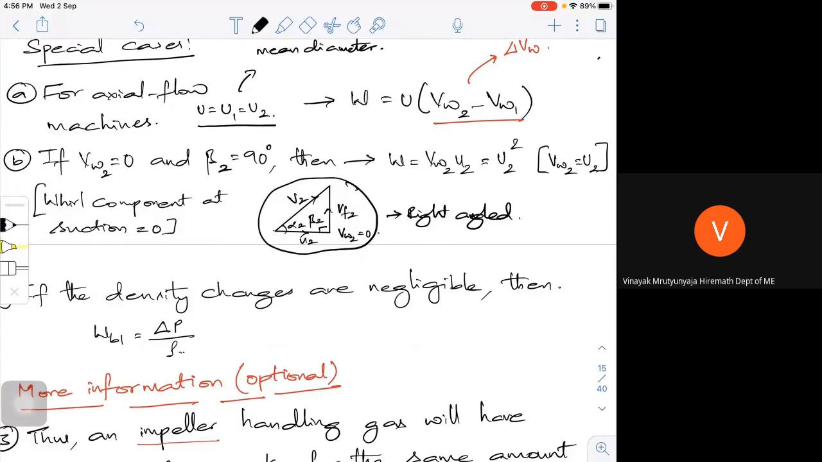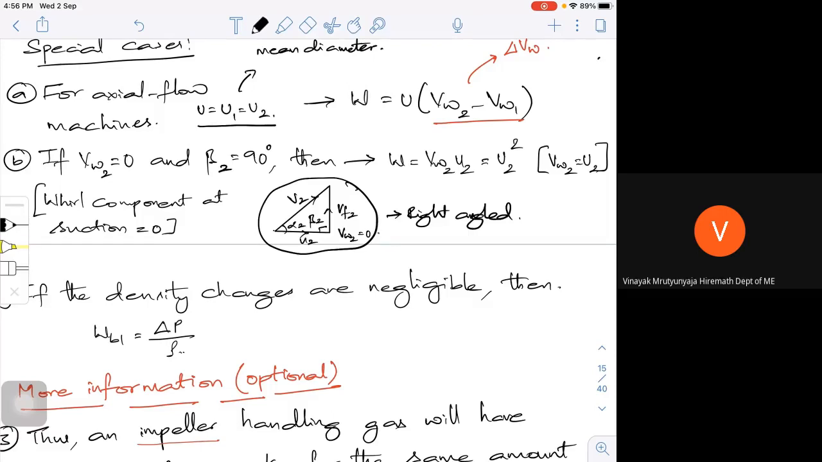VW2 is 0 means at the exit it is 0. VW1 is 0 means at the inlet it is 0. So the whirl component can be 0 at the inlet or it can be 0 at the exit. When you are solving compressor problems or pump problems, we go with VW1 equal to 0, that is, there is no pre-whirl or no whirl at the inlet, and at the exit there is no whirl for the turbines.